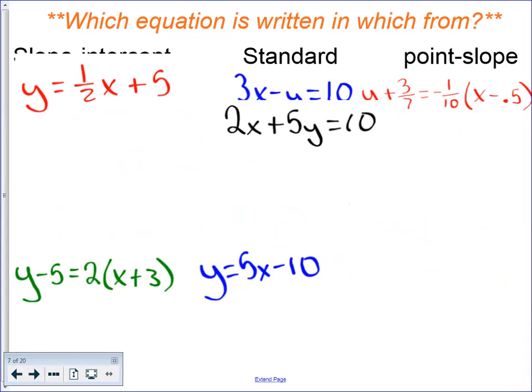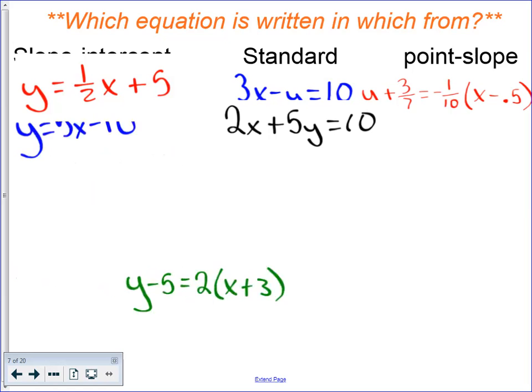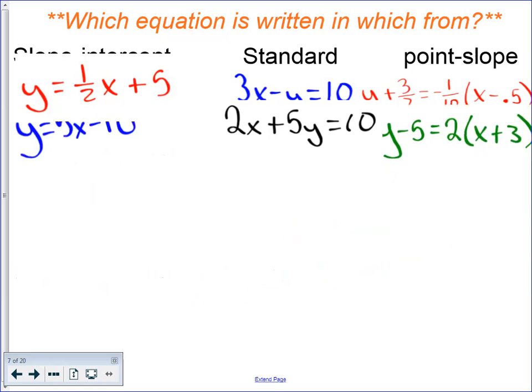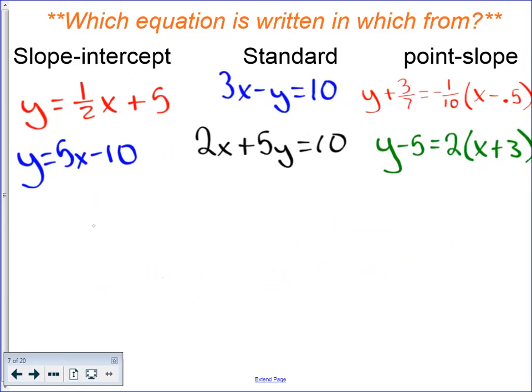y equals 5x minus 10. That's going to go slope intercept. y minus 5 equals 2(x plus 3) is in point slope. So that's right there, just to make sure that we know what each form looks like. Slope intercept, we got the y equals. Standard, x and y are on the same side, and your a is positive and a whole number. Point slope, I see the parentheses, and it's a pretty lengthy equation versus the other 2.